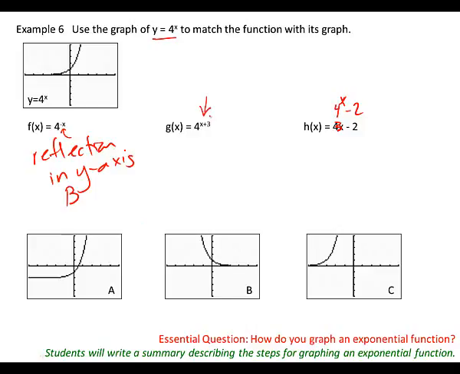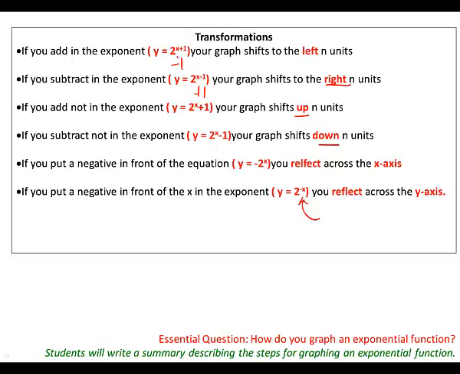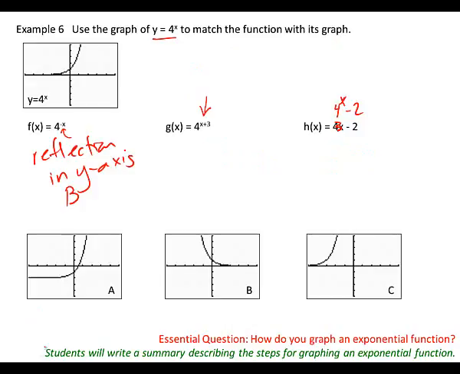Remember when it's up in the exponent, it acts with the x. So is it going to be a left-right movement or an up-down movement? When we're up in the x, it's going to be either left or right. So remember, you have to do opposite signs. So it's acting like a -3. Does it move to the left or to the right? Left. Good. So it's going to shift left 3. Which graph is that going to be? It's going to be C. Good.